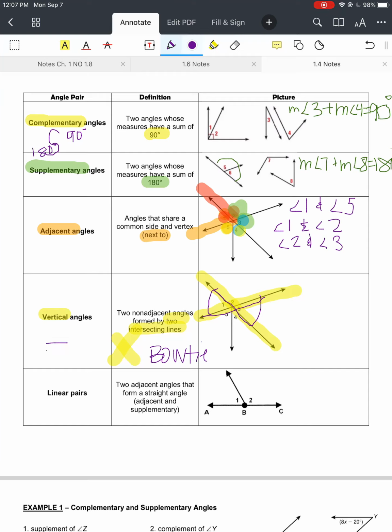Vertical angles are actually congruent. They're going to be exactly the same. So if they don't look the same, they're most likely not vertical angles. So I could say angles 1 and 3 are congruent, and they're an example of vertical angles.